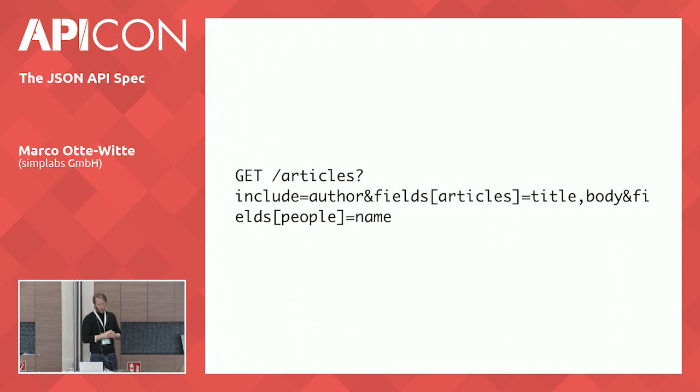So, for example, you could do something like this. You could read all the articles, include the author relation, and then say for the articles you only want to have the title and the body, and for the author, which is of type people, so you would say fields people, you only want to have the name. So that is quite handy sometimes, but you want to use that very carefully, and we'll see why that is later. It's much easier if you never use sparse field sets, because they can lead to all kinds of problems. But sometimes you need them.